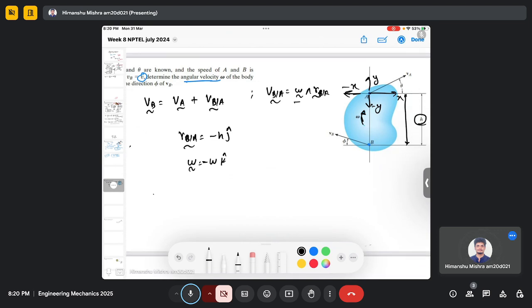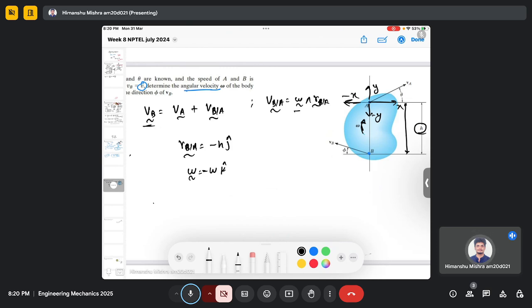So similarly we can determine the Vb and Va vectors. My Vb vector can be given as, so you can see there is an angle phi here. So this can be written as minus V cos phi in the x direction plus v sine phi in the j direction.